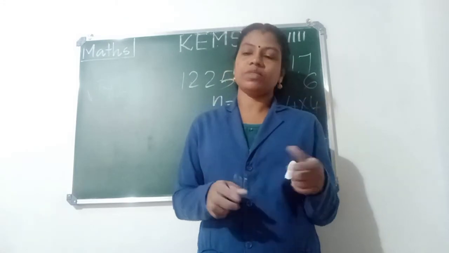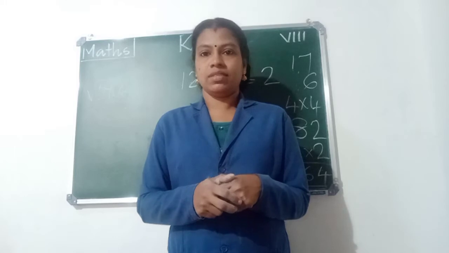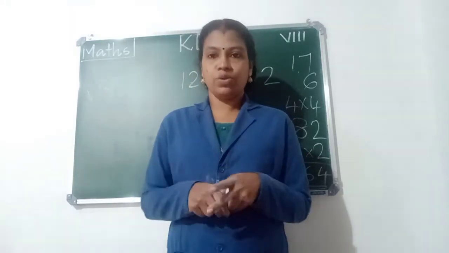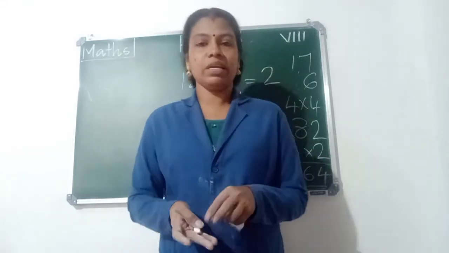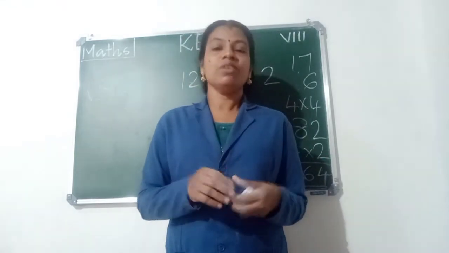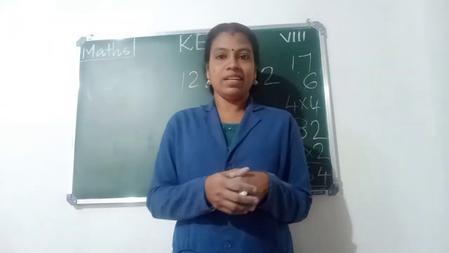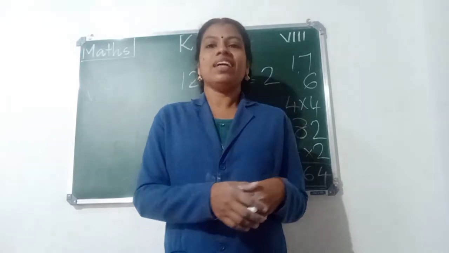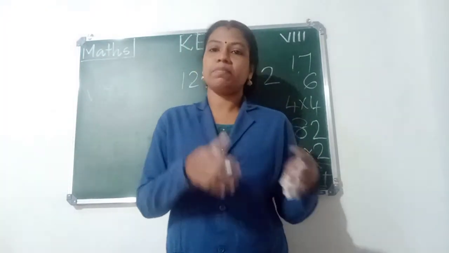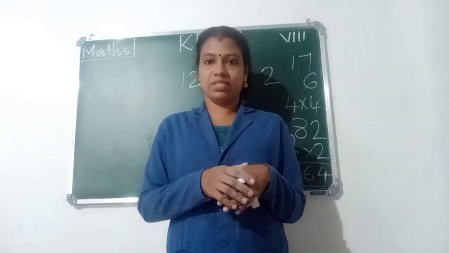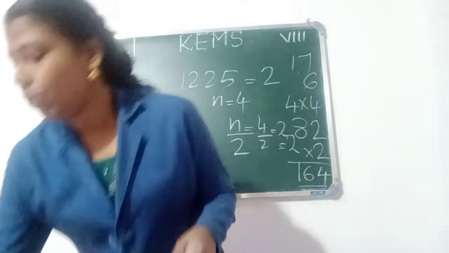Okay, clear? Now some more problems related to square root. In the previous topic, we did problems on finding the smallest number to multiply to get a perfect square. Here we are subtracting and adding numbers to get a perfect square. Let's do one problem.